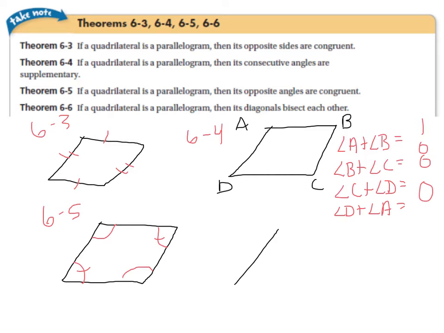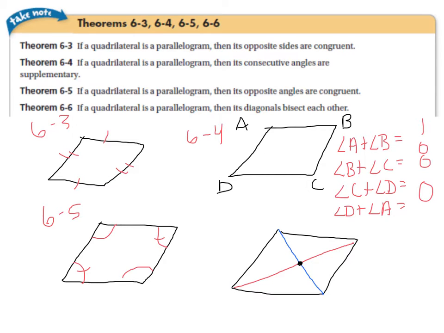And finally, if I know a quadrilateral is a parallelogram, then its diagonals bisect each other. What does this mean? A diagonal means looking at my opposite angles, drawing a line. That is diagonal 1. This would be diagonal 2. In this picture, where they meet, this spot right here, it bisects. Bisect means that they cut in half, creating two equal parts.